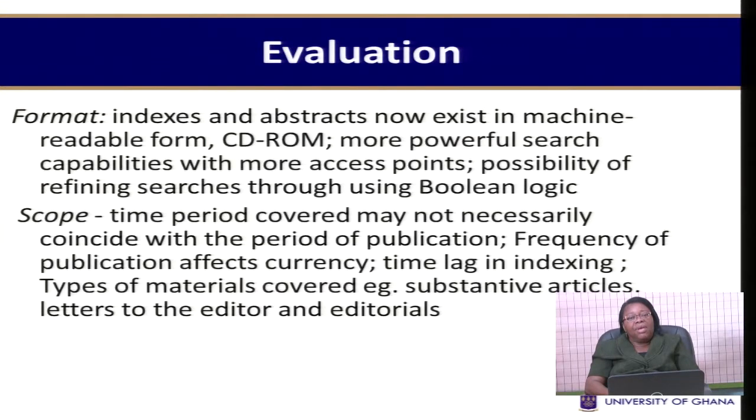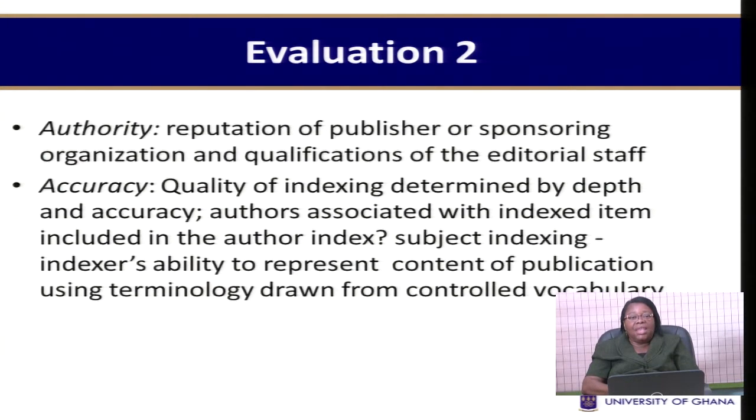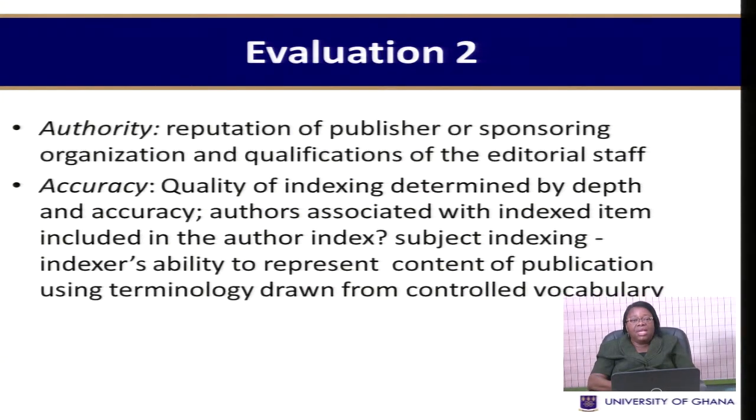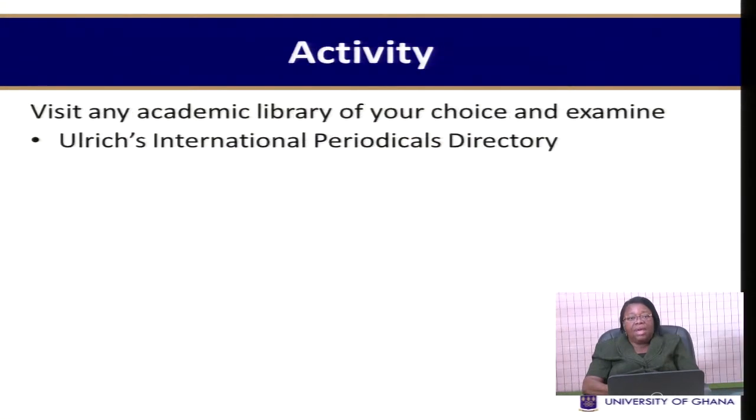It has several access points, and as I mentioned, access points, you should be thinking of the author, the title, the place of publication, the publisher. So if it is an online index, you have several ways in which you'll be able to search the index. And you also be able to search the index using what I call the Boolean logic. Shortly, we're going to examine what we mean by the Boolean logic. The scope of the index is also very important. Authority and the accuracy of the index in evaluating the index.